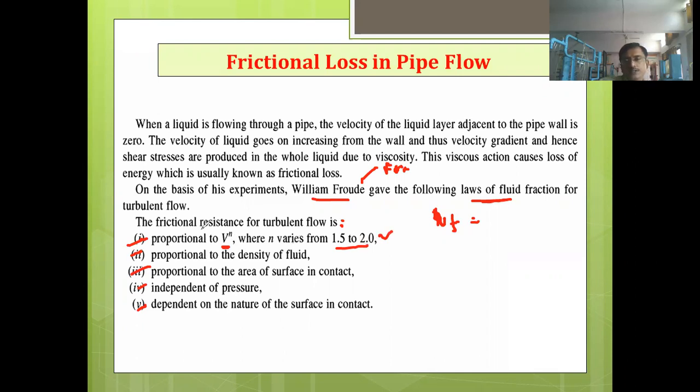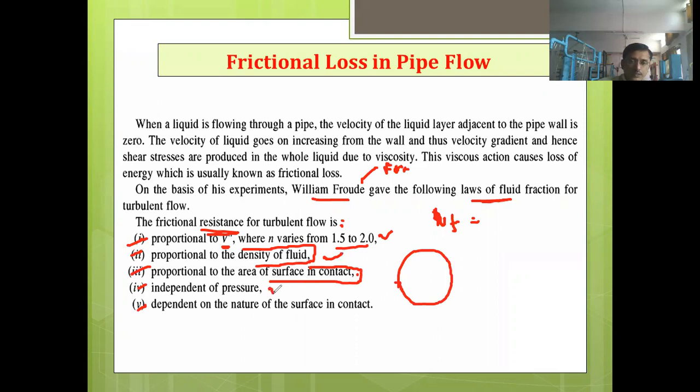This frictional resistance is proportional to the density of the fluid. Density जेवढी जास्त असेल तेवढा त्या ठिकाणी रेजिस्टन्स जास्त असणार आहे. This frictional resistance is proportional to the area of surface in contact. जर क्रॉस सेक्शन एरिया मोठा असेल तर ही व्हॅल्यू पण वाढते. ठीक आहे, it is proportional to the area of surface in contact.